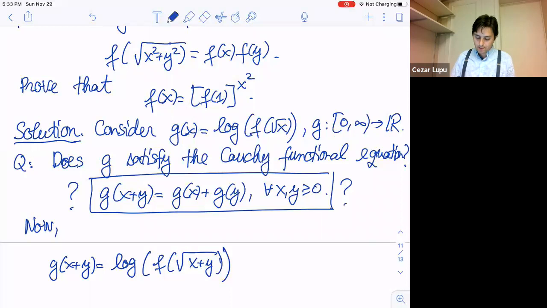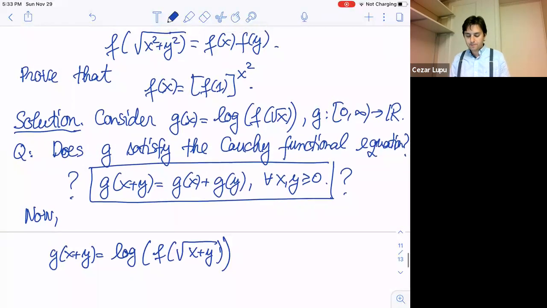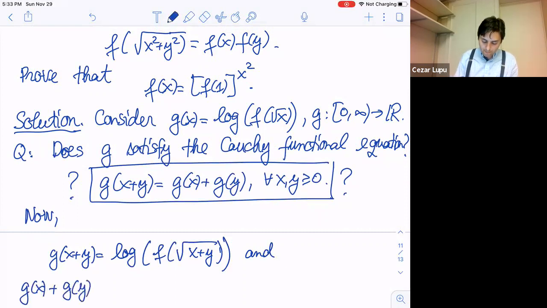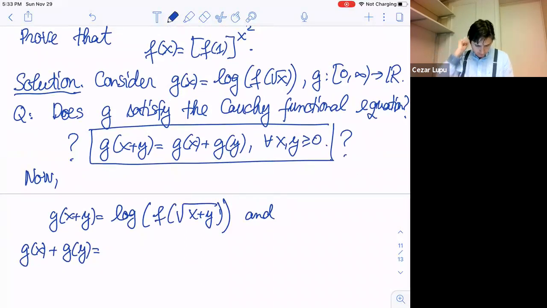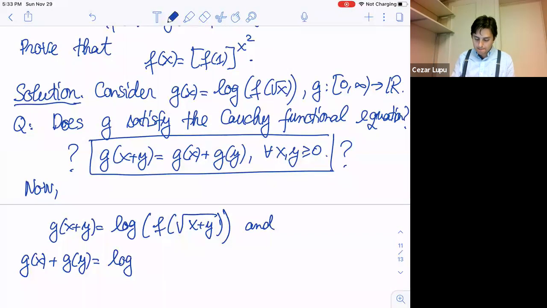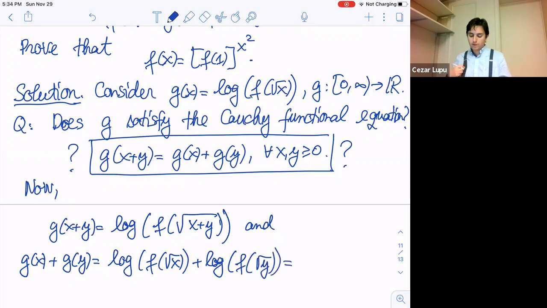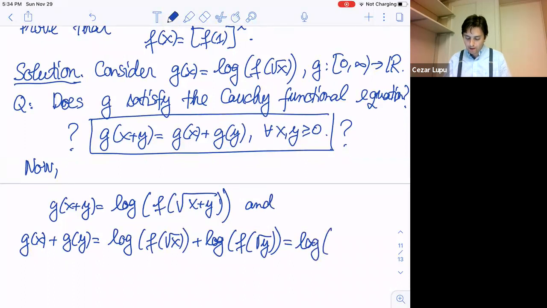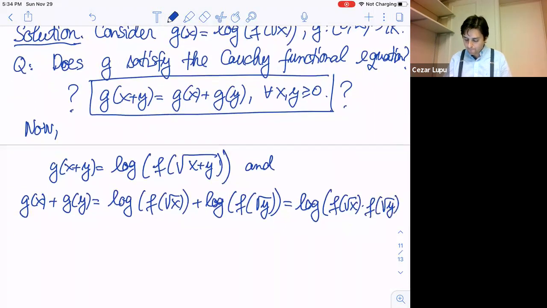And g of x plus g of y is nothing else than just log of f of the square root of x plus log of f of the square root of y, and this would give us a log of the product, so f of square root of x times f of square root of y, right?